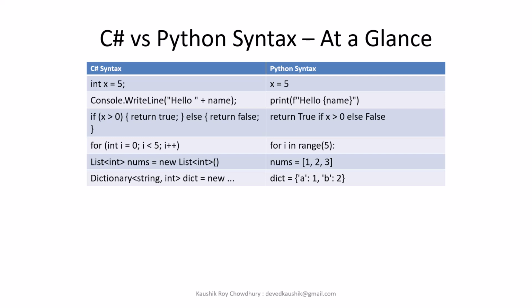Now, in Python, there are no braces or semicolons, just indentation and colons. So you do the heavy lifting by indentation and colons. Python reads more like pseudocode, which makes it incredibly readable once you get used to the format. So here is int x equals 5, and the Python syntax equivalent is this. Then the print statement here and Console.WriteLine in C#, and the if statement. Here it is like this, return true if x equals 0, else false. And the for statement, this is the for statement equivalent in Python syntax, and list and dictionary in both the languages.